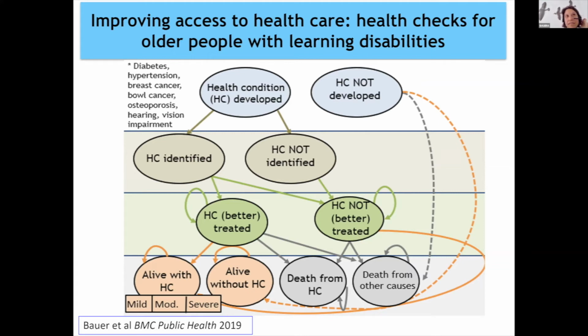And we covered various conditions that you can see: diabetes, hypertension, breast cancer, bowel cancer, osteoporosis, and hearing and vision impairment. That's not all the conditions covered by annual health checks, but these are the ones we could cover based on the evidence we had. You can also find that work published in BMC Public Health if you look for it. I'm also happy to forward it.